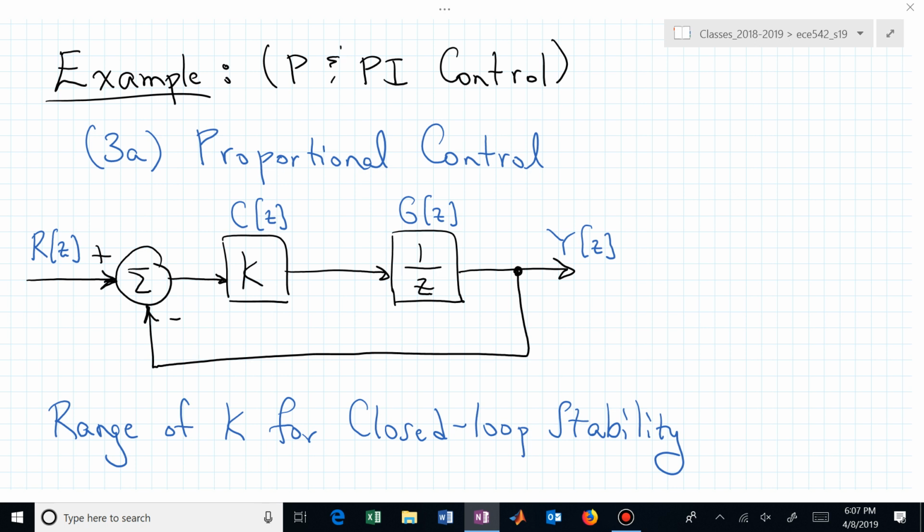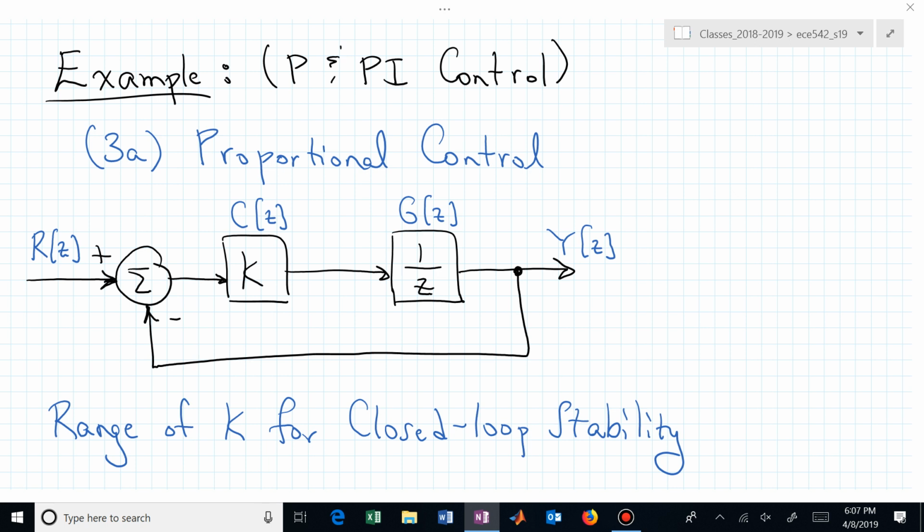If I injected a bounded signal into G of z, would I get a bounded signal out? Yes. This has a pole at the origin, which is inside the unit circle. That's open loop stable. Now let's see what, so K equal to 0 stabilizes that.